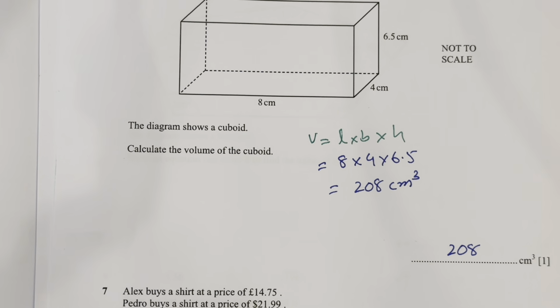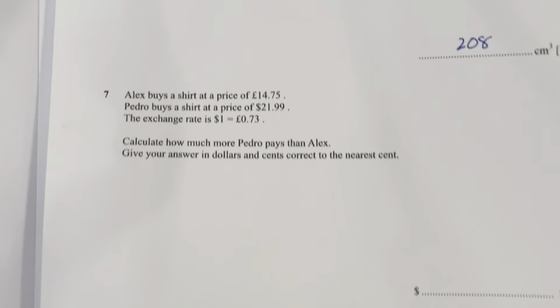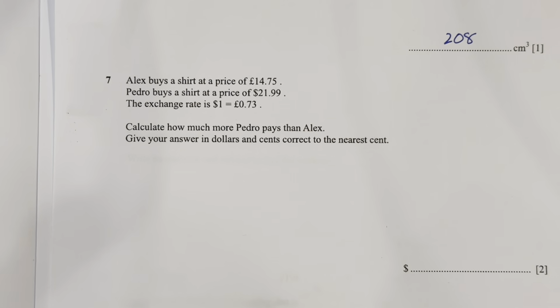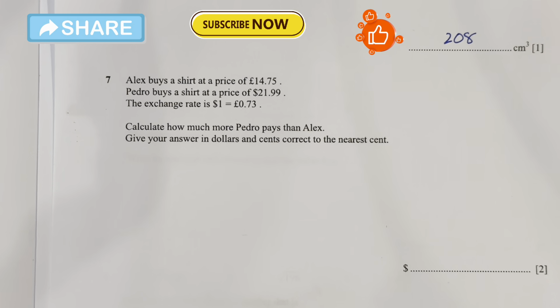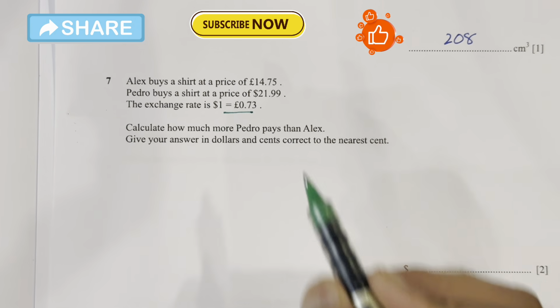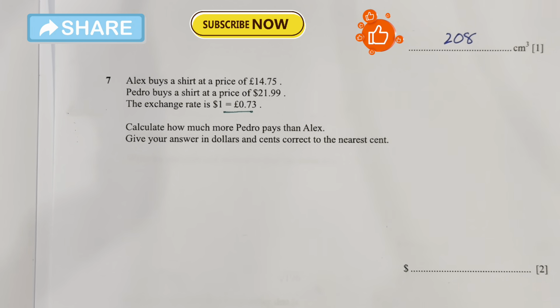Question number 7 is for the topic of exchange rate. Alex buys a shirt at a price of 14.75 pounds sterling. Pedro buys a shirt at a price of $21.99. The exchange rate is $1 equals 0.73 pounds. Calculate how much more Pedro pays than Alex. Give your answer in dollars and cents, correct to the nearest cent.